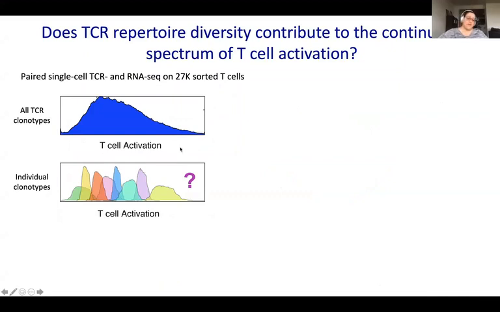So one of the things we ask is, could different TCRs, which account for all this variation, be the reason that we see T cell activation over such a wide gradient? Is it actually a combination of the many TCRs, each of them having a much more narrow gradient? So we use TCR signaling combined with single cell RNA-seq to address just that. And we can get both the TCR as well as the activation status from the RNA.